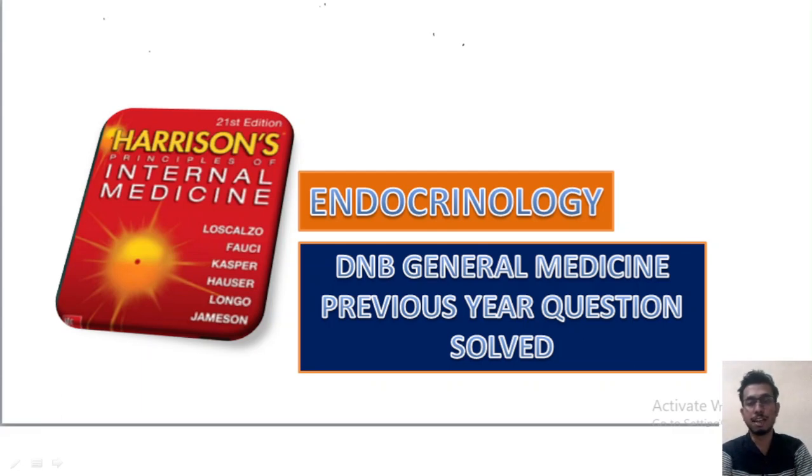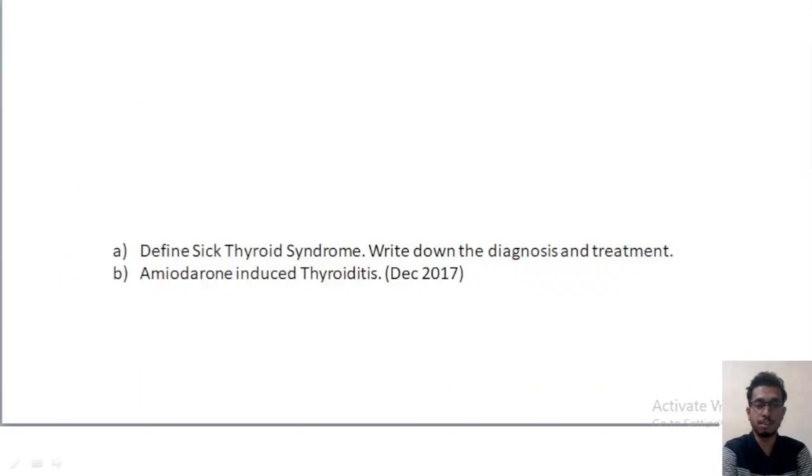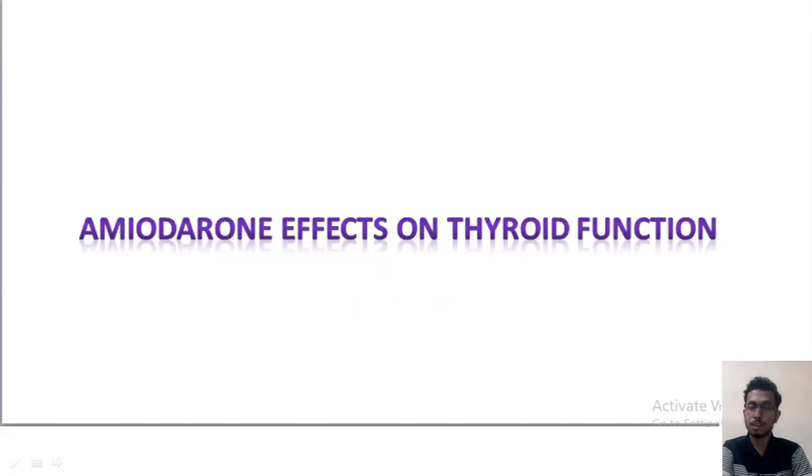Welcome guys to this lecture in which we will discuss the previous question of the DNB General Medicine paper. Okay, so we are going to discuss this question. It was asked in the December 2017 paper about sick euthyroid syndrome: to write its diagnosis and treatment, and amiodarone-induced thyroiditis. So in this video we will discuss the different effects of amiodarone on thyroid function, and this lecture will be solely based on the new Harrison edition.